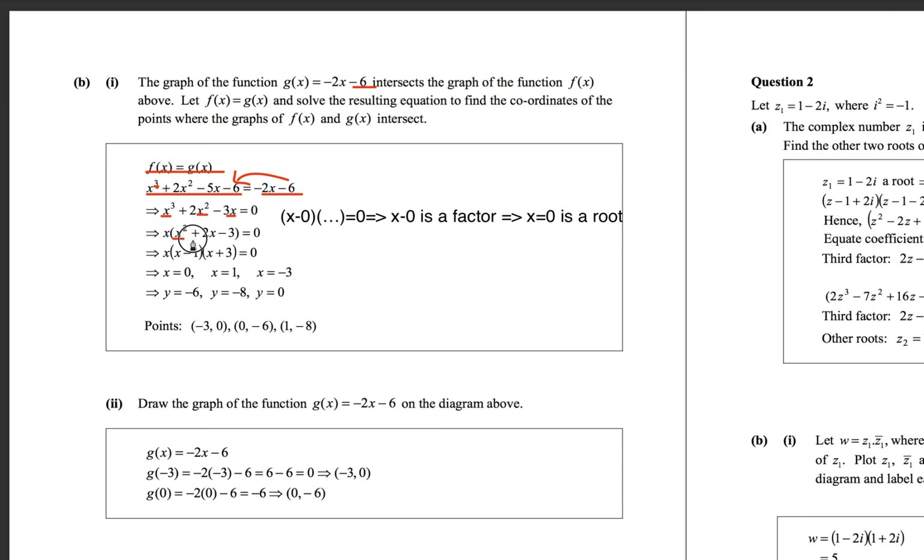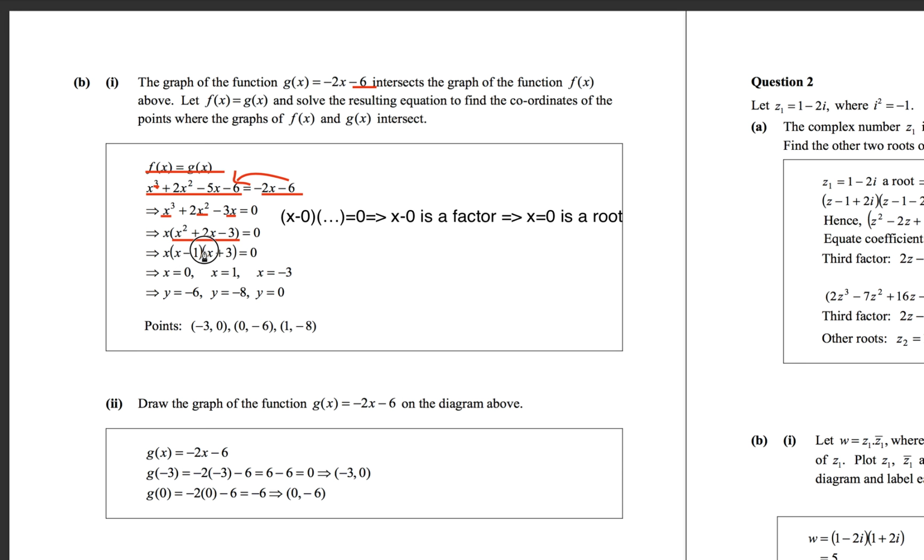So now you just factorize the rest of this the normal way. What do we multiply together to get negative 3? 1 times 3. And how can we add or subtract 1 and 3 to get 2? You could do 3 minus 1. So minus 1 plus 3. And the x squared coefficient is 1, so it's just x times x.